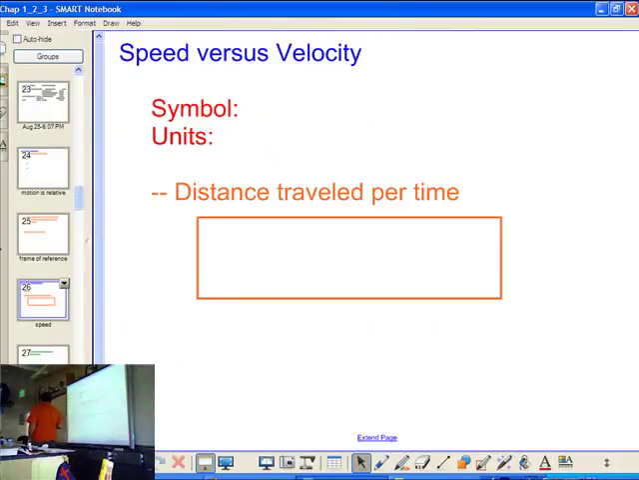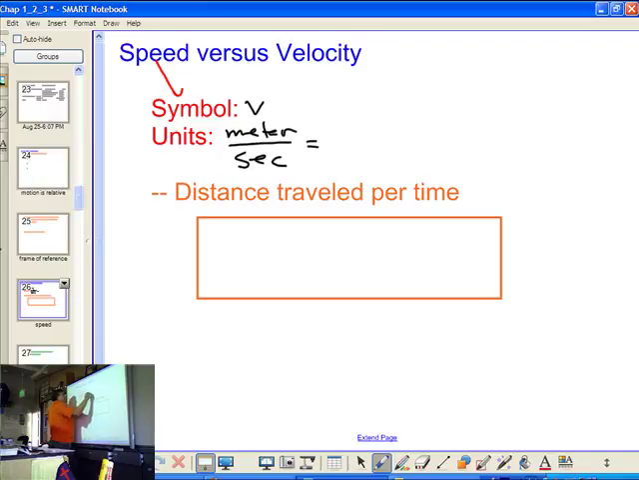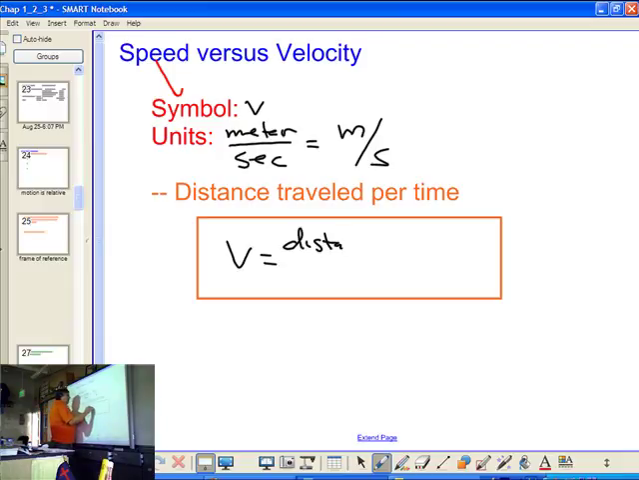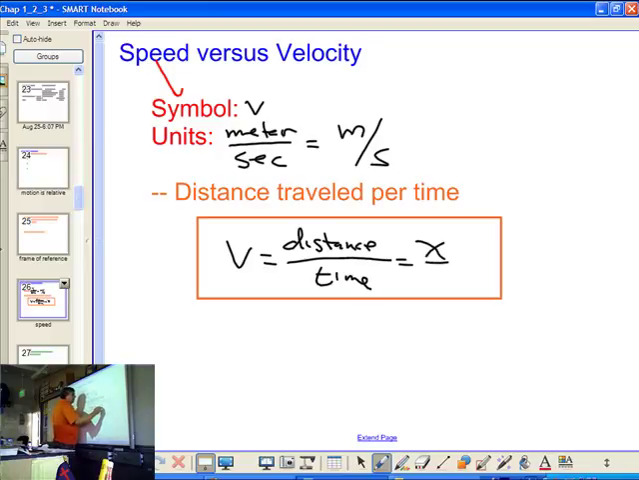Speed versus velocity. Now the first thing we're going to talk about is speed. Our symbol for speed is a lowercase v. Our unit for speed is the meter per second, which we write as m per s. And strictly speaking, it's the distance traveled per time. So speed is going to be that distance divided by time, or x over t.